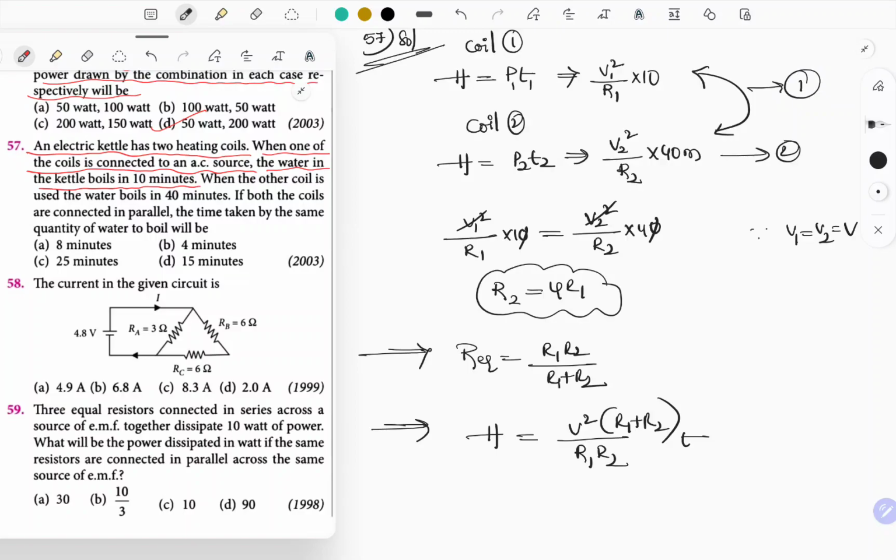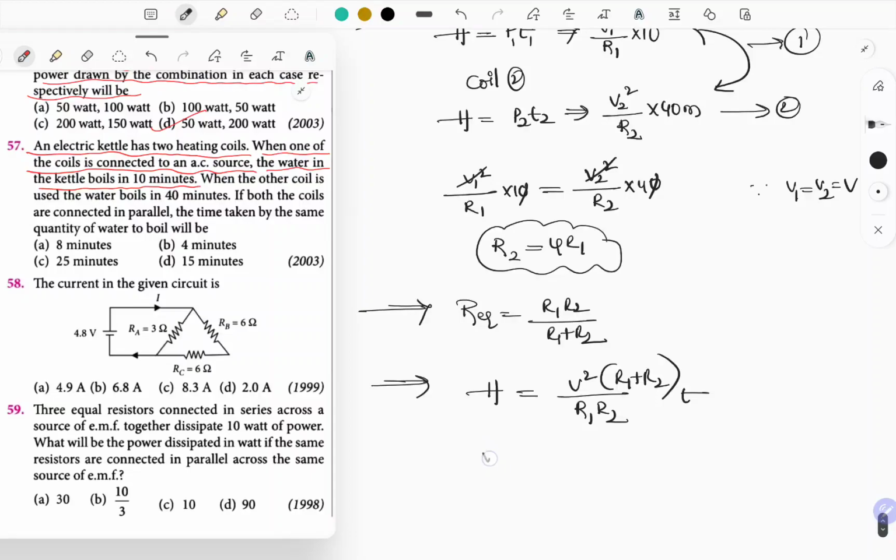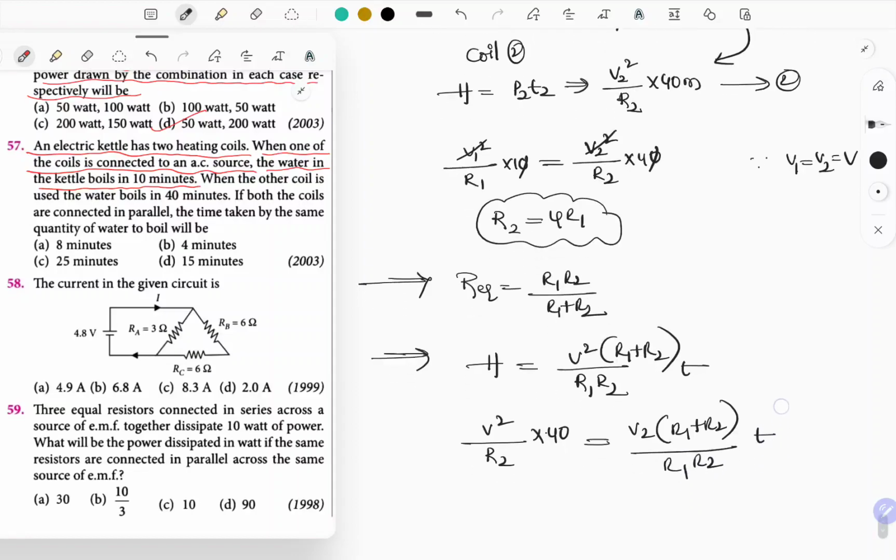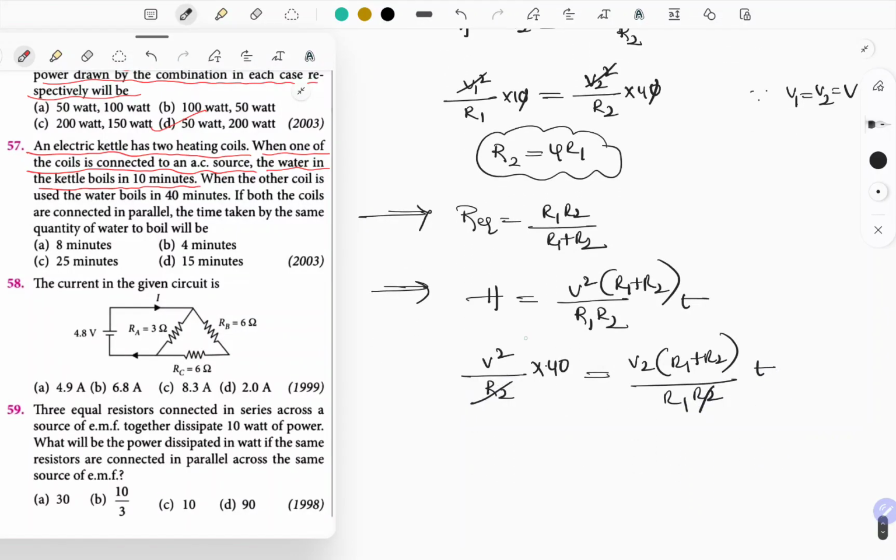This is equation 1. Let's use equation 2 and you can write down the heat as V2 square, or simply V square divided by R2 into 40, which is equal to V square R1 R2 by R1 R2 into T, right? So this R2 will get cancelled, and this V square and V square will get cancelled.